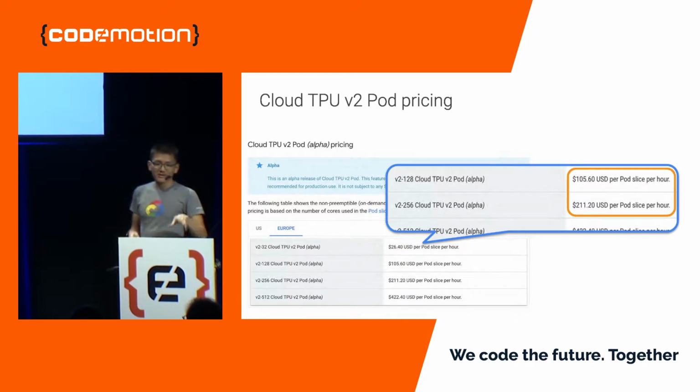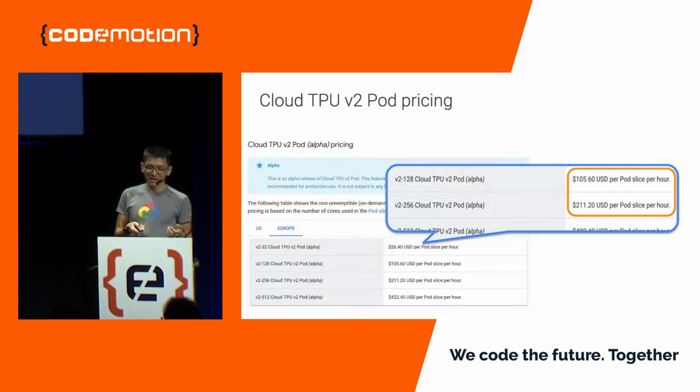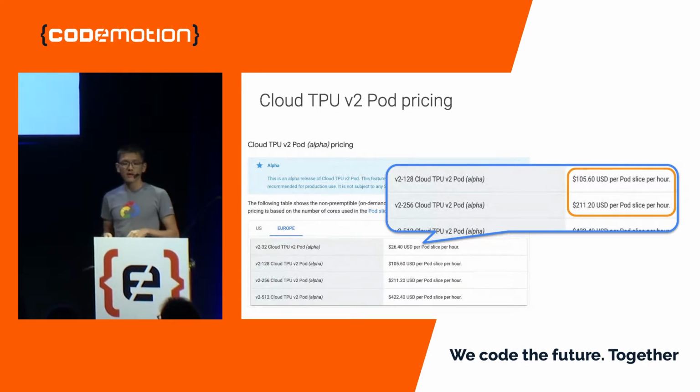Okay, pod pricing. So this is an alpha, and you can get up to a full pod at $400 an hour. So it is per hour, and then that goes down to as little as a half, a quarter, or an eighth of a pod or so for far less.